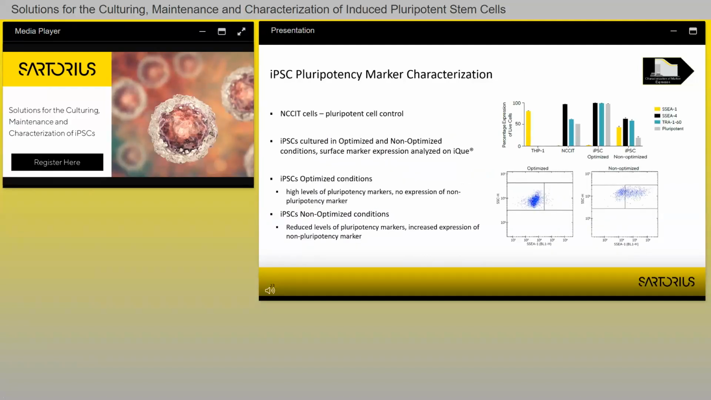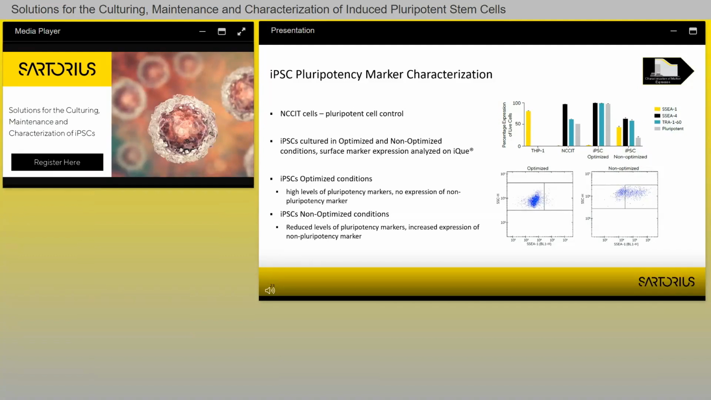In a similar vein to the data shown in the Incucyte section of this webinar, here we have some iPSC pluripotency marker characterization on the iQue for iPSCs grown in optimized and non-optimized conditions. As before, the iPSCs grown in optimized conditions were grown in stem cell specific media, specifically Nutristem, and the non-optimized iPSCs were grown in RPMI.